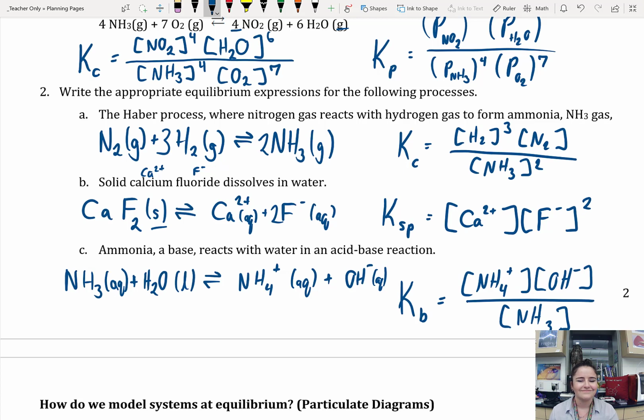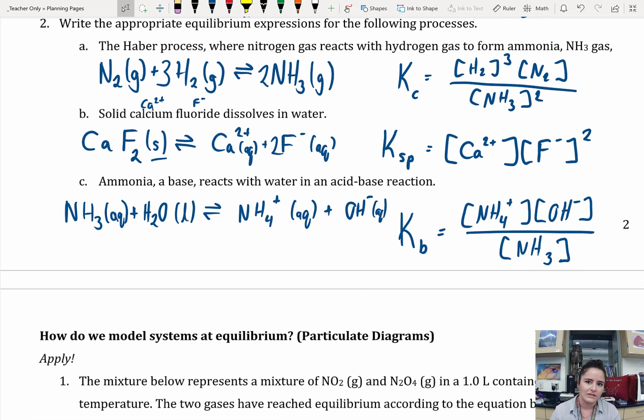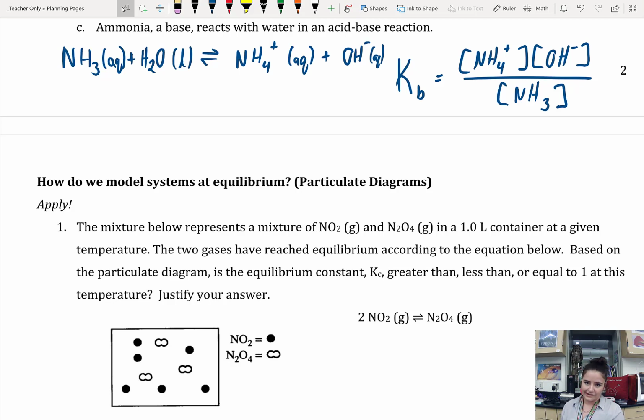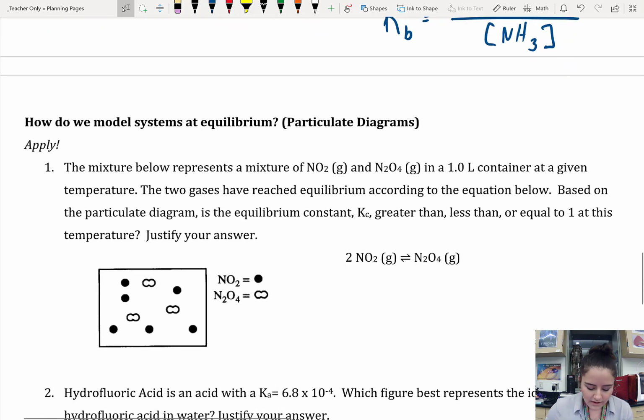Okay, cool. Last thing I want to show you guys is modeling systems at equilibrium using particulate diagrams, how you might see these on the AP exam. So here is a question where we have a mixture representing NO2 and N2O4 in a 1 liter container at a given temperature. And the two gases have reached equilibrium according to the equation below. Based on this particular diagram, is the equilibrium constant greater than, less than, or equal to 1 at this temperature? Justify your answer.